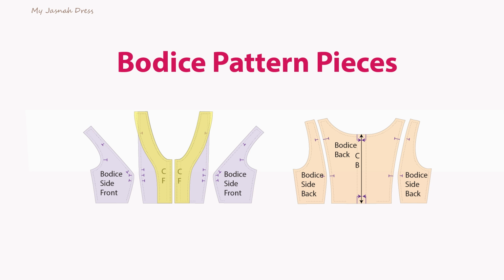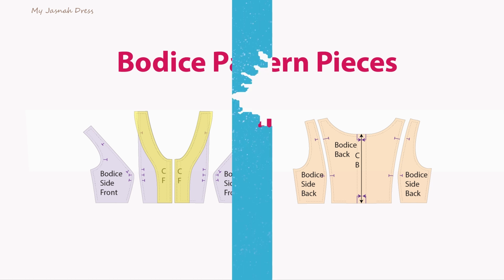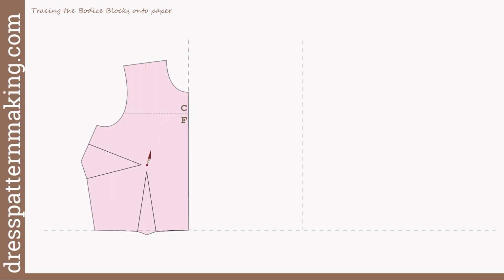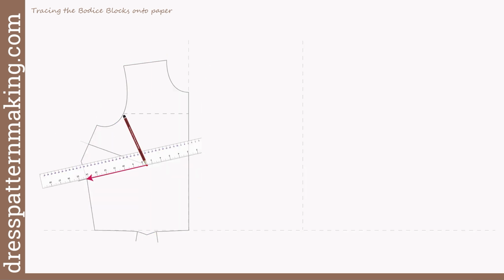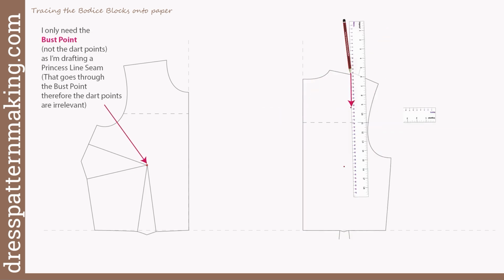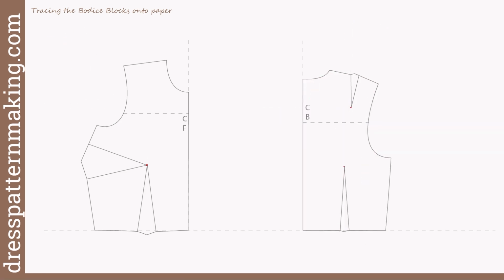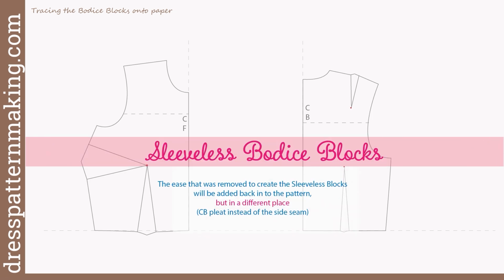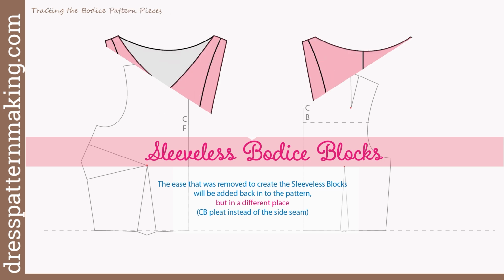So I'll start with drafting my bodice pattern pieces. First I'll trace my block, making sure my centre front line is at right angles to the waistline, and transfer the markings I need, such as all the dart legs, the bust point on the bodice front, the dart points in the bodice back, and the across chest lines. So this is what I end up with, and this is my starting point for drafting the bodice pattern pieces. I want to point out that I'm using my sleeveless block, and I always use my sleeveless block even when I'm drafting a garment with sleeves. That's because the ease that's been removed will be added back in the form of a centre back pleat.